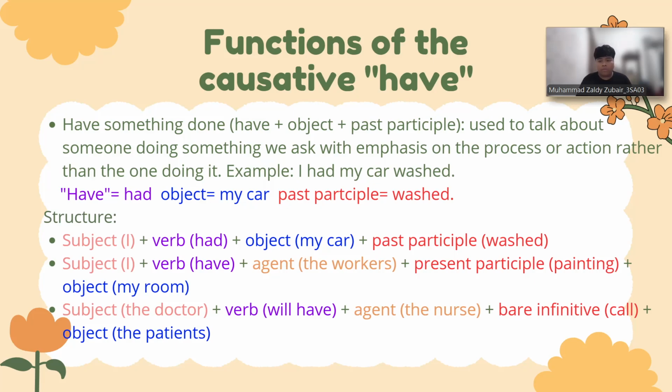Used to talk about someone doing something we ask, with emphasis on the process or action rather than the one doing it. Example: I had my car washed. I is the subject, had is the verb, my car is the object, and washed is the past participle. The structure is subject I, verb had, object my car, and past participle washed.